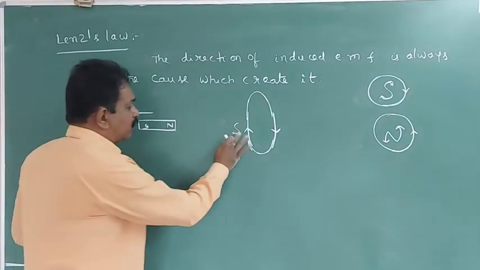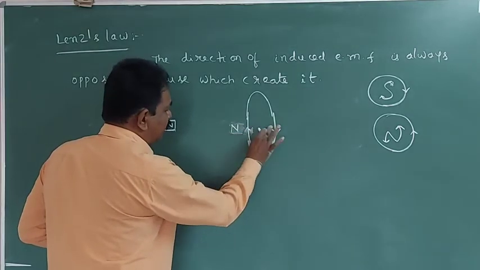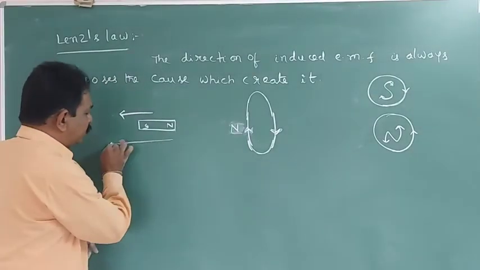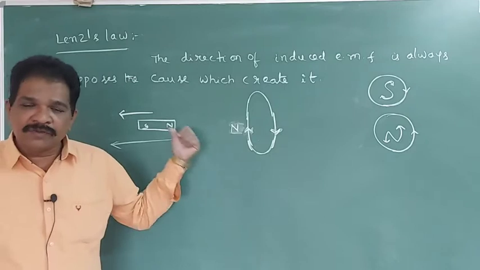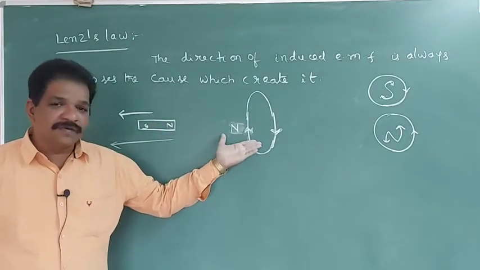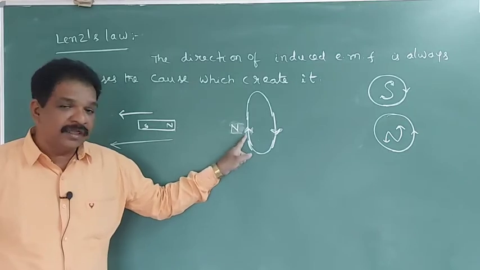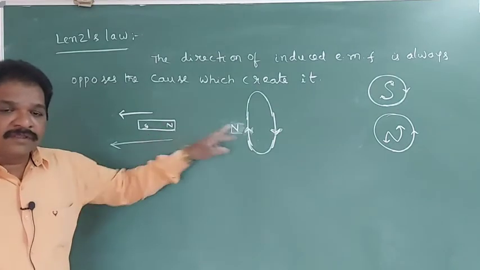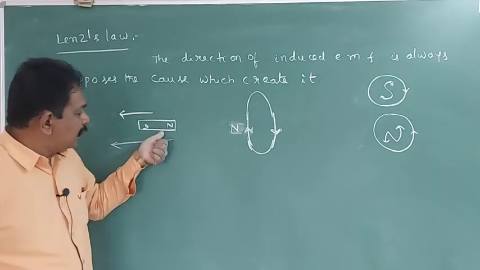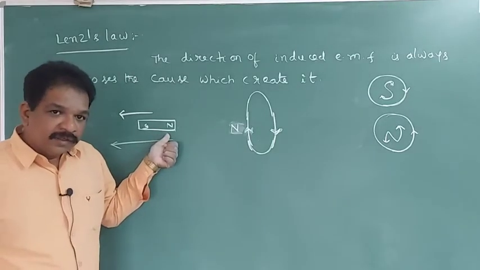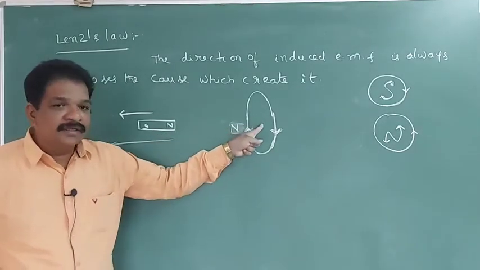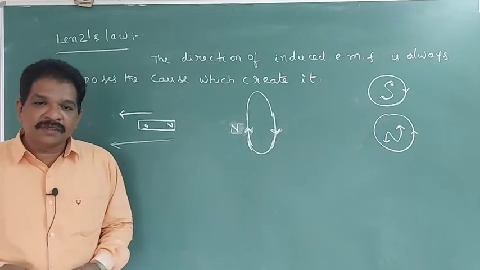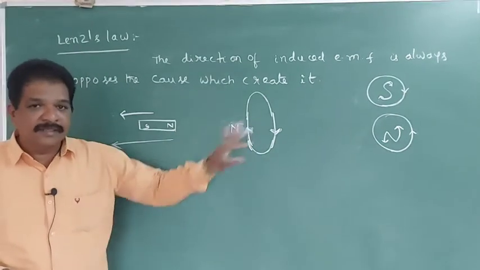Otherwise, here also some north pole is produced. For example, if we assume that, then what will happen? North will repel. No additional force is required to move this; as usual, it will move. But here current is created, electrical energy is created, and no work is done. This is not possible. So, here additional work is done. This additional work is converted into electrical energy in this. So, the validation of conservation of energy is there in Lenz's law.